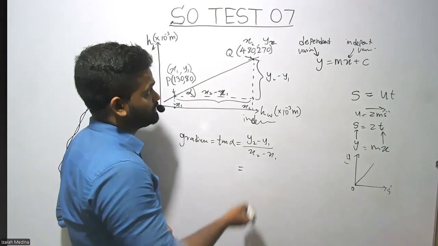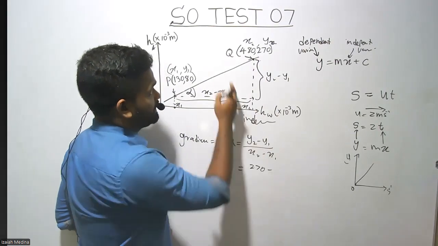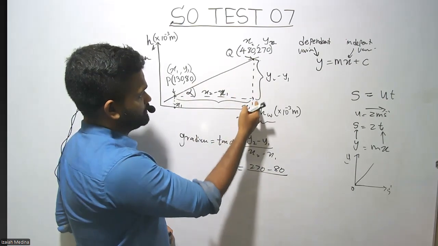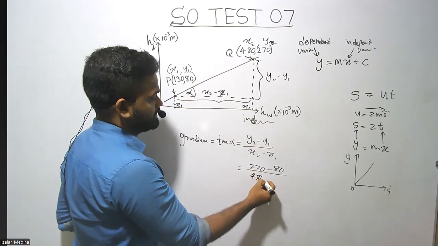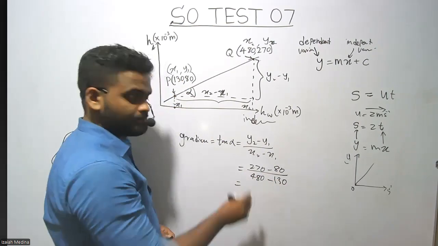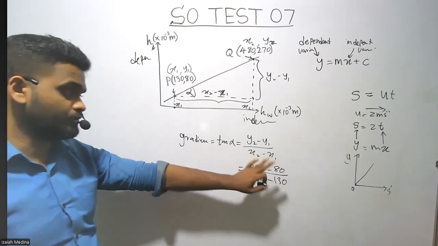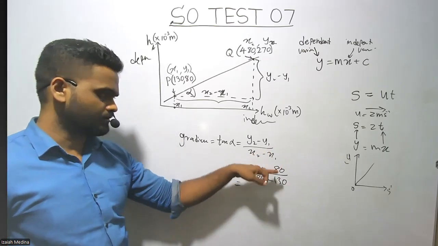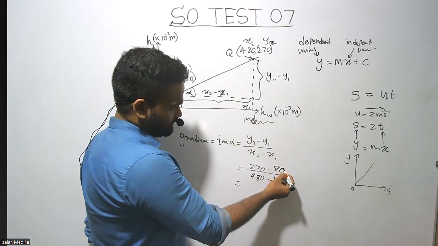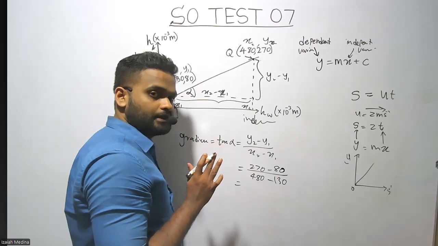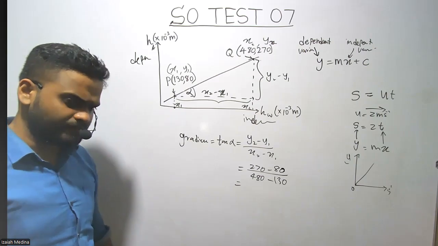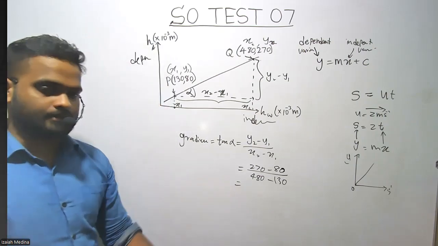So here y2 is 270, y1 is 80, divided by x2 minus x1. x2 is 480, x1 is 130. When you simplify that, you don't use calculators. You can use a logarithm book if you want. Otherwise, I think you won't have to use logarithms here. Never use calculators. Only use logarithms if the simplification is complicated. Otherwise, you'll be helpless when it comes to the exam.